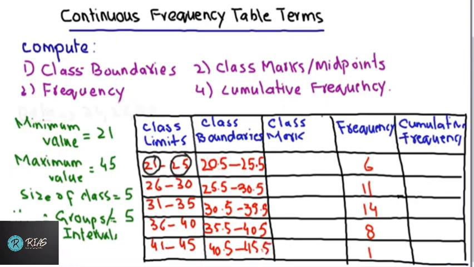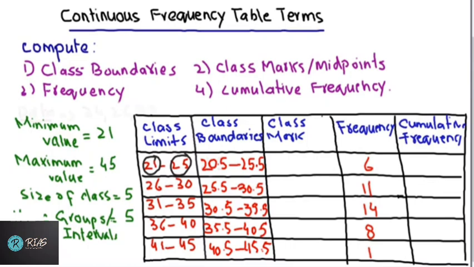So this is how you can calculate the class boundaries. You just need to subtract 0.5 from the lower class limit and add 0.5 to the upper class limit. This is the shortcut. Otherwise its actual definition is the midpoint of the upper class limit of one class and the lower class limit of the subsequent class. In such a way you can easily find the class boundaries, but here we have used the shortcut.